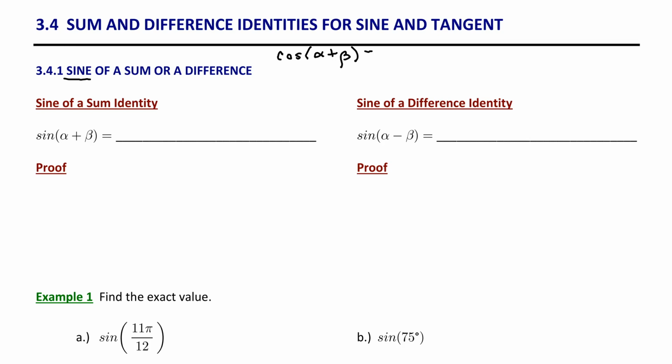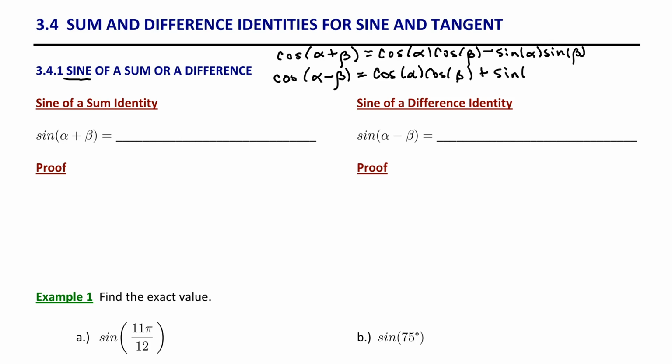Cosine of alpha plus beta, as we have learned, is equal to cosine of alpha times cosine of beta minus sine of alpha times sine of beta. Similarly, cosine of a difference, that is alpha minus beta, is equal to cosine of alpha times cosine of beta plus sine of alpha sine of beta.